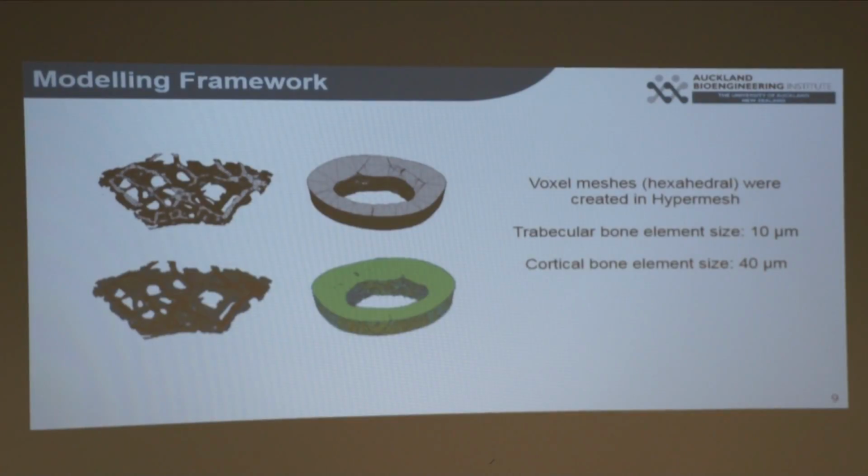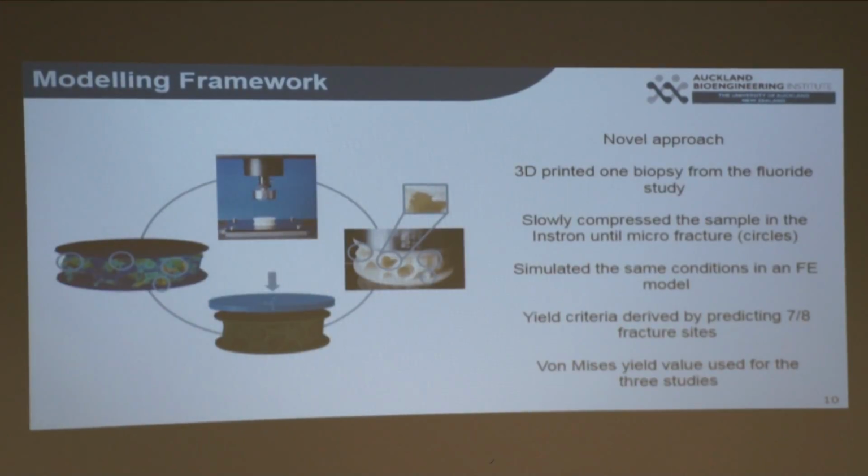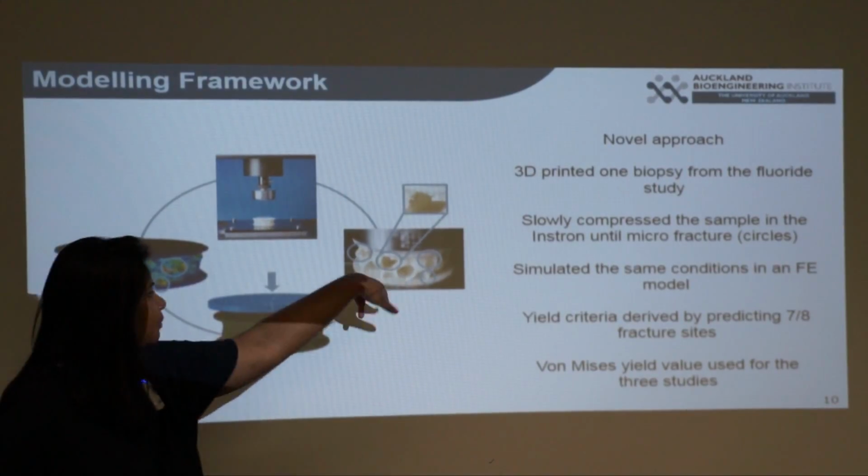Those models were then voxel meshed using hexahedral elements in HyperMesh, and we chose an element size of 10 micrometers for trabecular bone and 40 for cortical bone. We then carried out what we believe was a novel approach to validate the models. One of those biopsies was printed out in 3D and subjected to an Instron compression test until we achieved these little microfractures, which is what we circled here in blue.